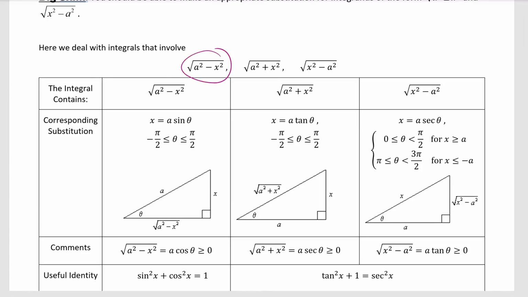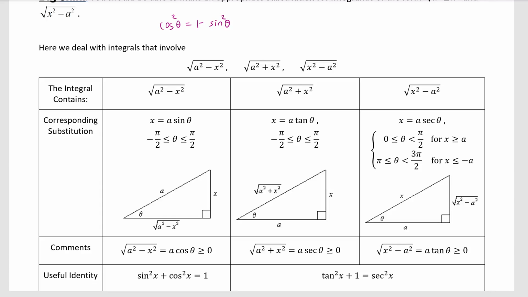Okay, let's look at the first one. Square roots of a squared minus x squared. Do you think this guy looks like cosine theta squared is 1 minus sine squared? Because see, they're like constants and minus the variable square. So I think this guy looks like this. So when you see the square roots of a squared minus x squared, the substitution is let x be a sine theta. So here a is an arbitrary constant, okay, just a number.